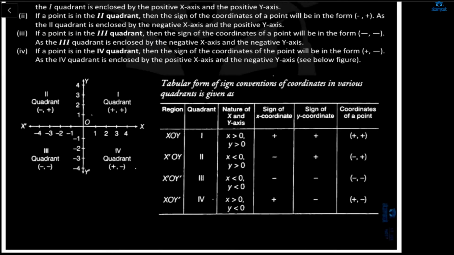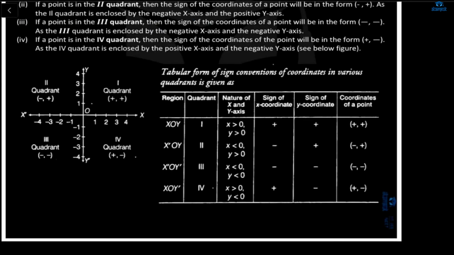Okay, see this chart here. It will help you. Region is x or y. So the quadrant is first, and your x value is greater than 0 here, and y value is also greater than 0. So the sign convention of the x coordinate is positive, and of the y coordinate is also positive. So the coordinate of a point becomes positive, because we write x comma y. So x is positive, y is positive.